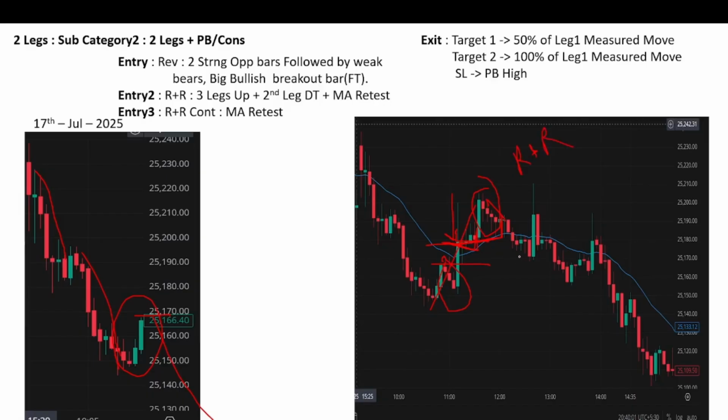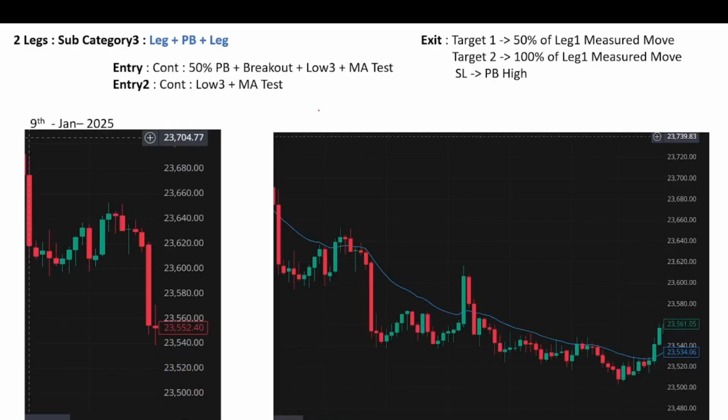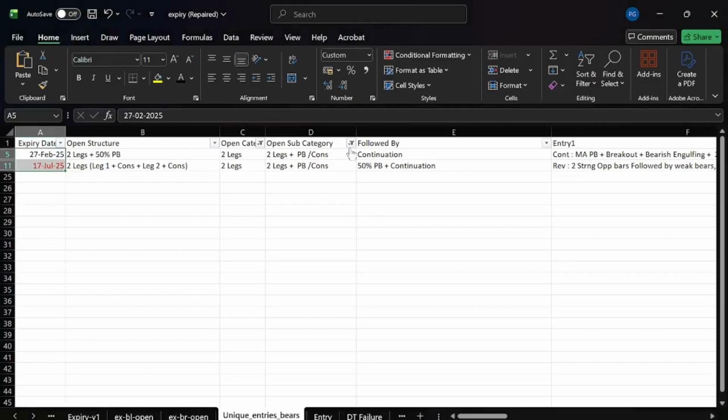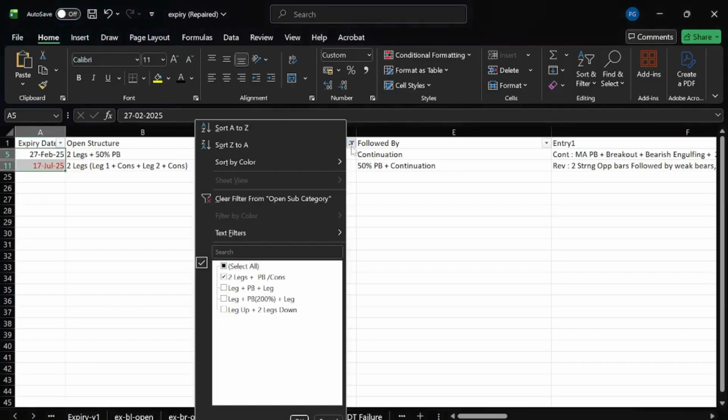So when do you enter the reversal and reversal trade? It tested the second leg and made a double top with it, and you got a second entry here when it tested the MA. Even if you exited here, you got another entry opportunity here with the same condition, MA test and bearish engulfing. So that's the second category, 2 legs and pullbacks and consolidation.